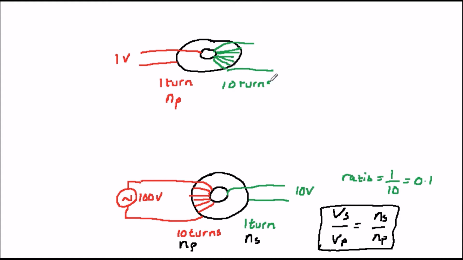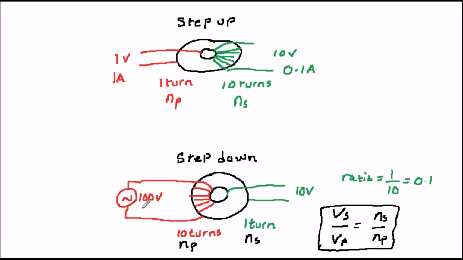Transformers can be very efficient and they don't dissipate power. So, if the voltage goes up, then the current must reduce to compensate in order to conserve energy. This is shown in the diagram. So transformers are often used to change voltages, for example in power supplies or in power distribution systems.